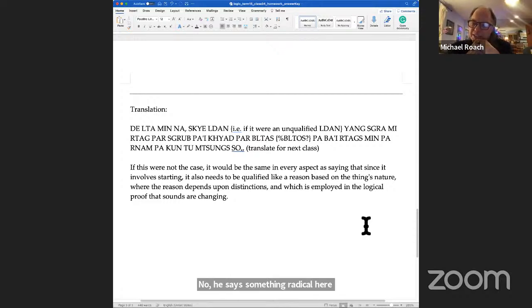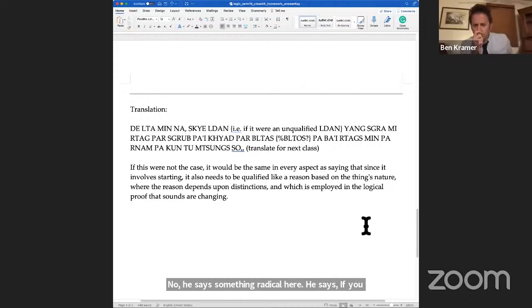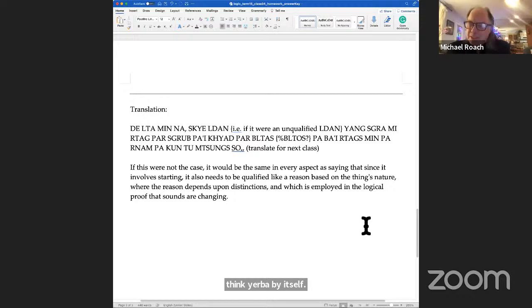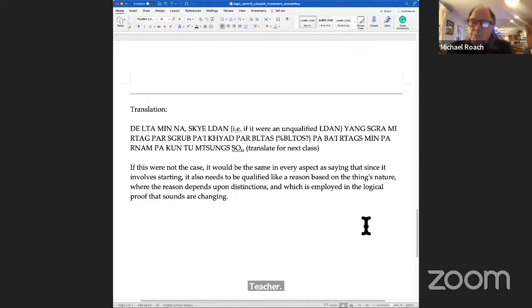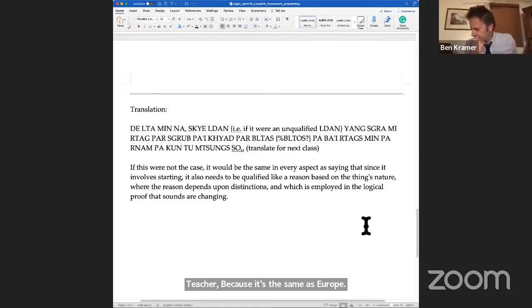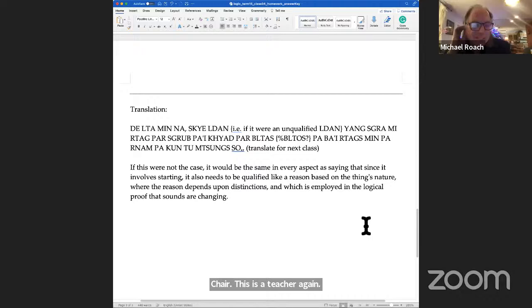Okay, now he says something radical here. He says, if you think yupa by itself, in this case, is a bad reason, then you must think kenden is a bad reason. Chichir. Because it's the same as yupa. You should say chichir again. I should say tamadru. Okay, good. Because it's the same as yupa. It is the same as yupa because both are qualified.